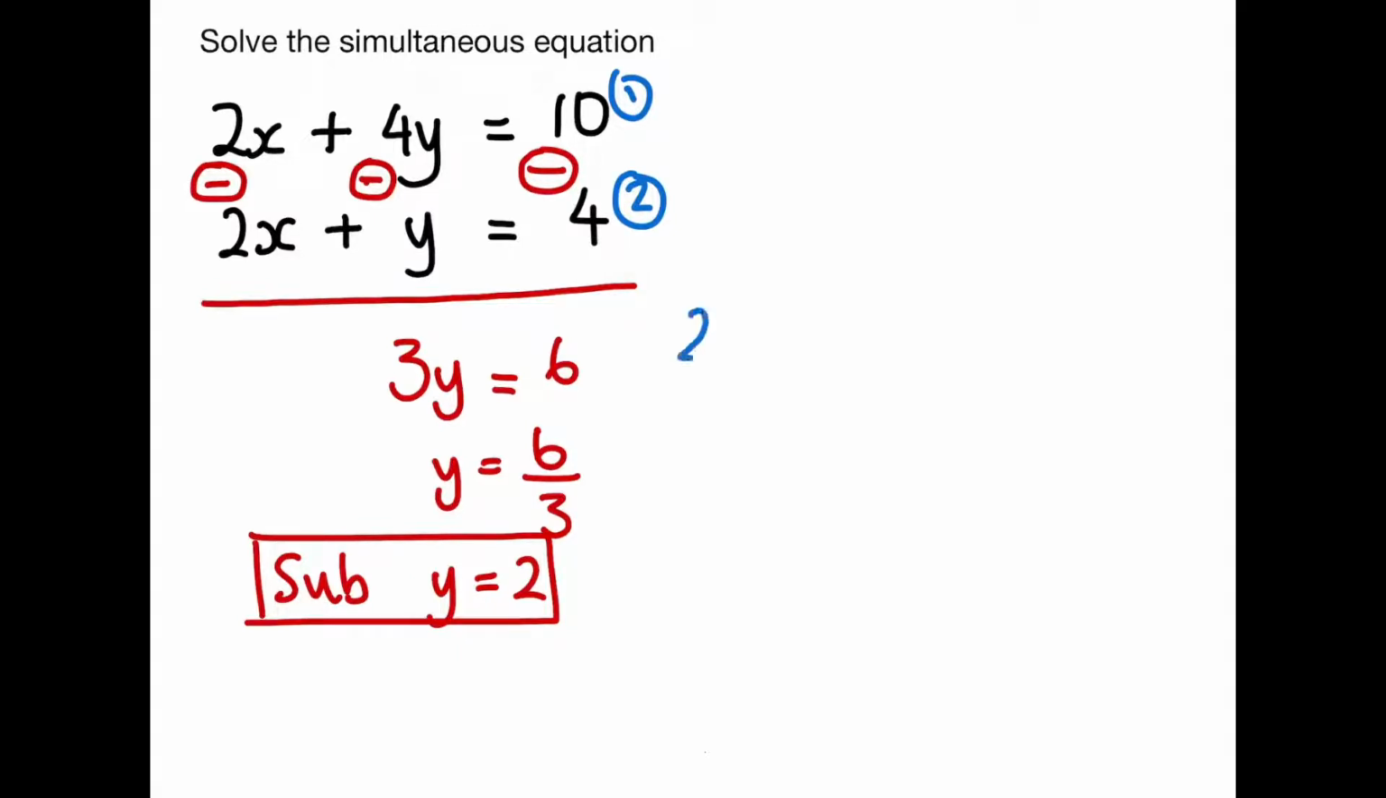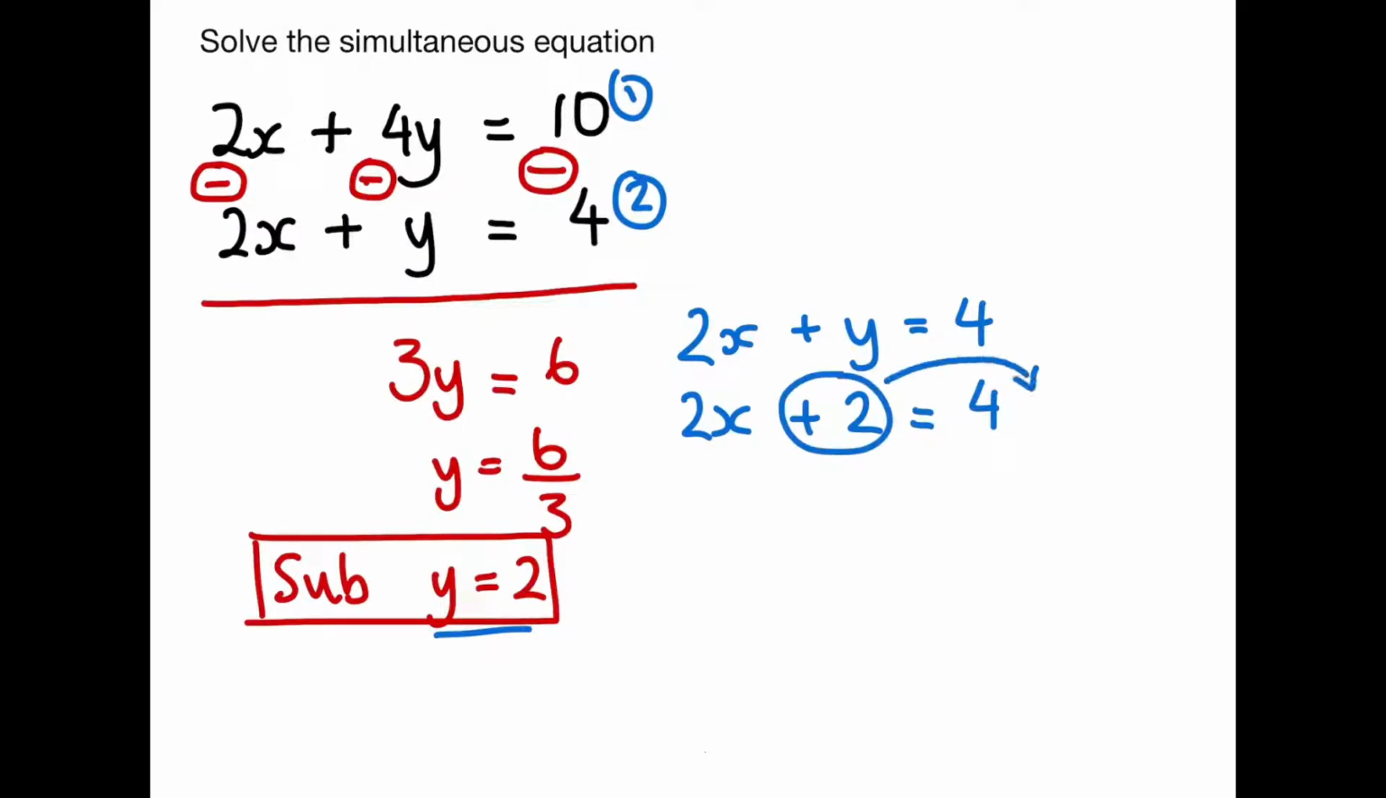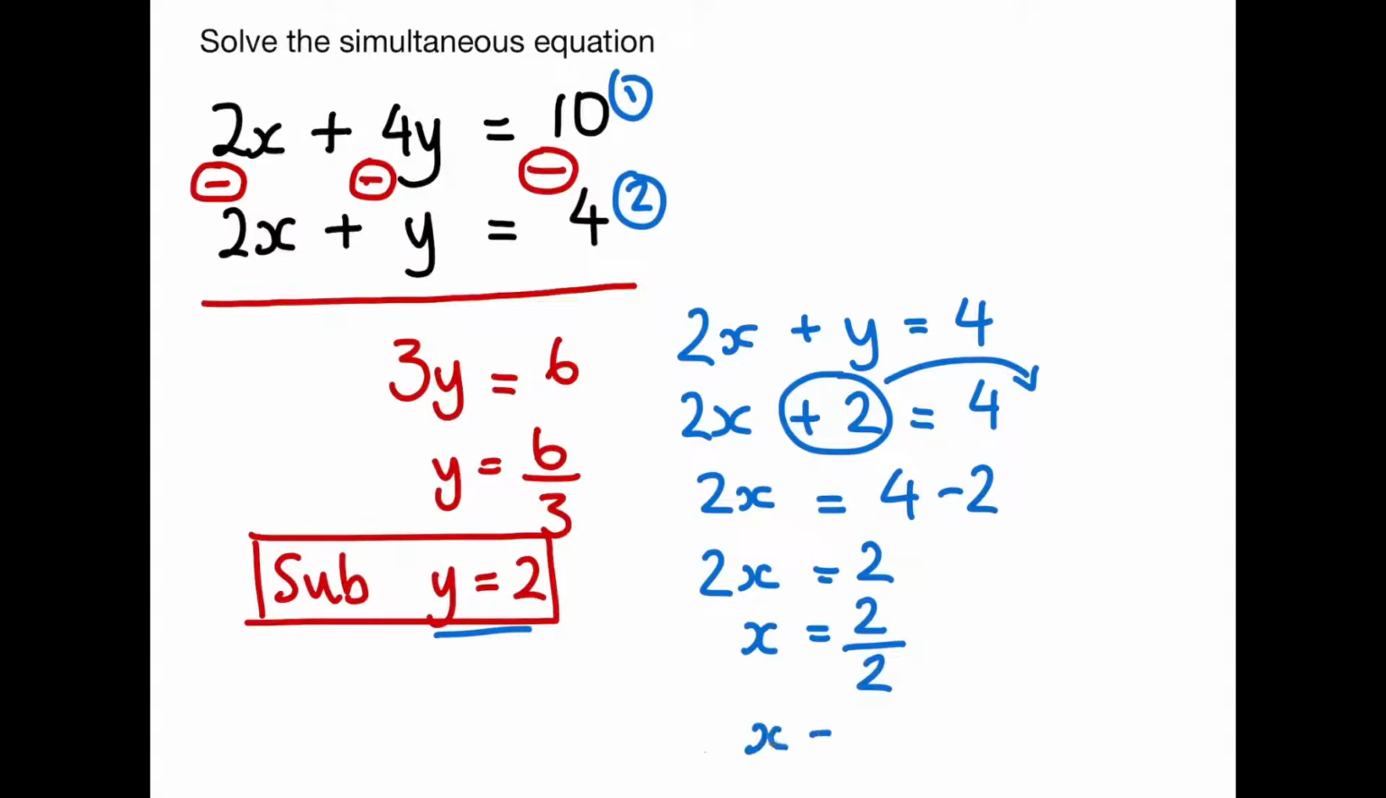And so we have 2x plus y is equal to 4. We know what y is since we've just worked it out. So we have 2x plus 2 is equal to 4. And this becomes a simple equation. Take 2 over. 2x is equal to 4 minus 2. 2x is equal to 2. x equals 2 divided by 2. x equals 1. And that's our first equation done.